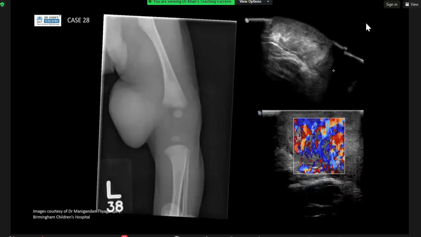Okay, we're going to a different type of lesions now. We're nearing the end. So candidate 4, do you want to have a guess what these are?